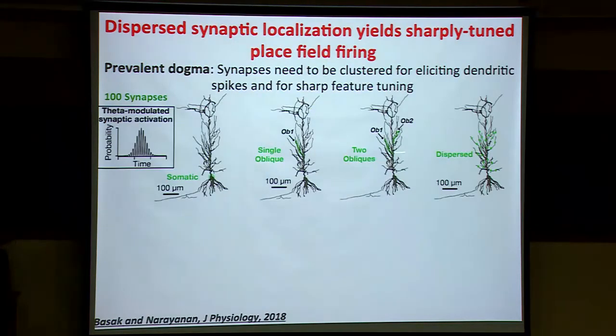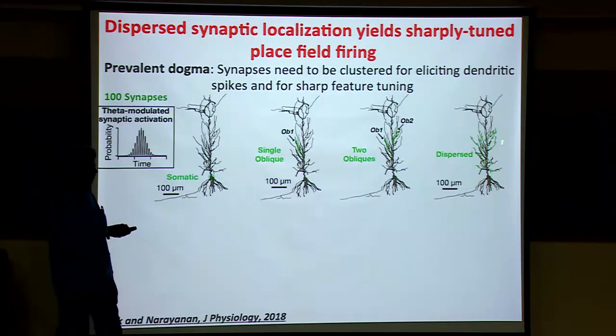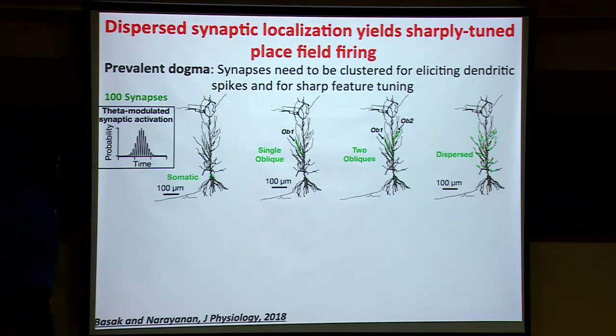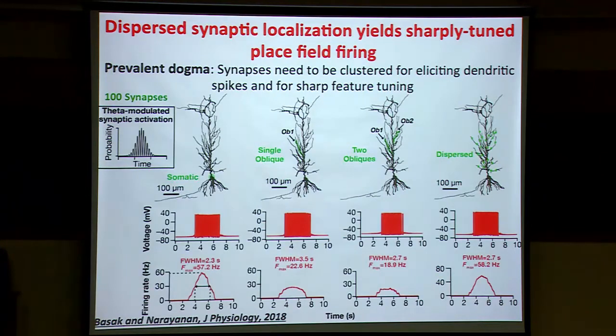Right? So what Reshma asked was whether you could get sharp tuning as well as dendritic spiking with dispersed synaptic inputs, where she randomly distributed these inputs throughout the entire dendritic arbor. There was no specific localization or anything like that. And she also ensured that there were not many inputs close by to each other. So what she found out was surprising.